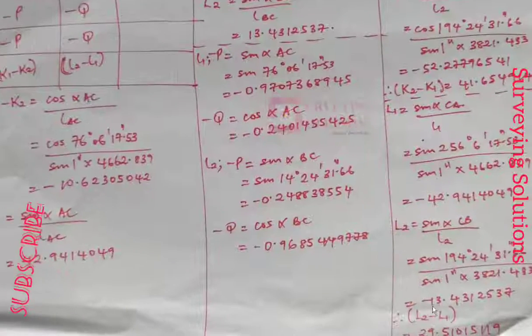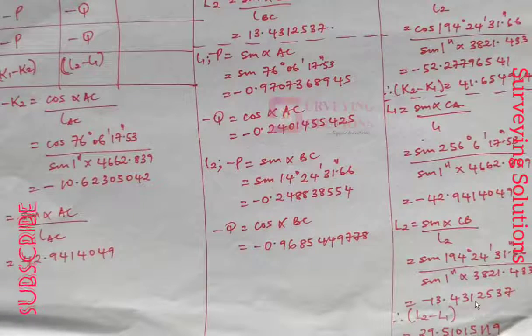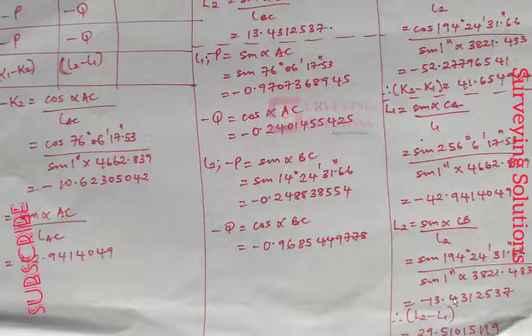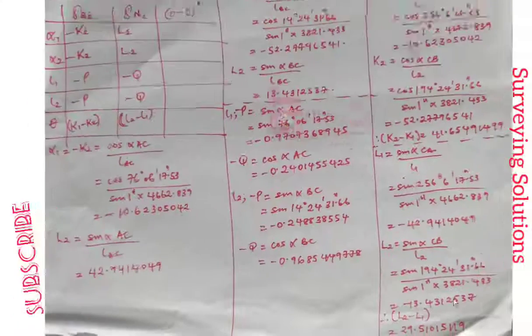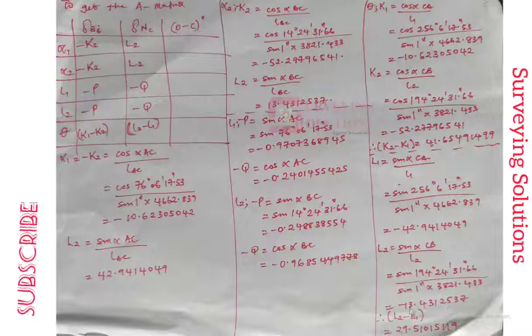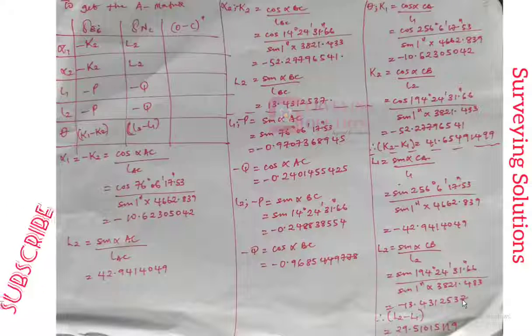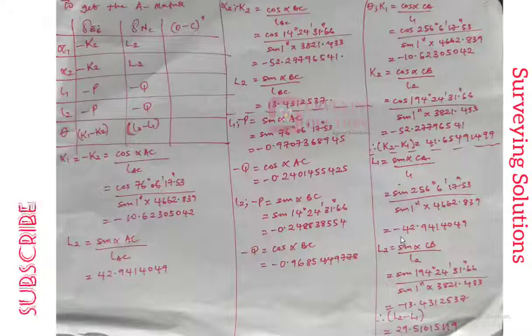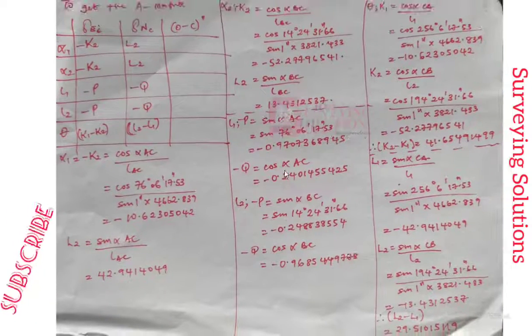So now coming down to this part of the material, we have something like what? L2, which is this last answer we have here, minus 13.4312573, minus into minus, because there are two minuses now. So this will eventually turn positive. It will now be this value minus this. So you now have a positive answer of what? 29.5101519.